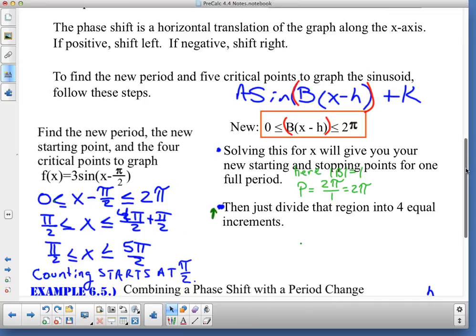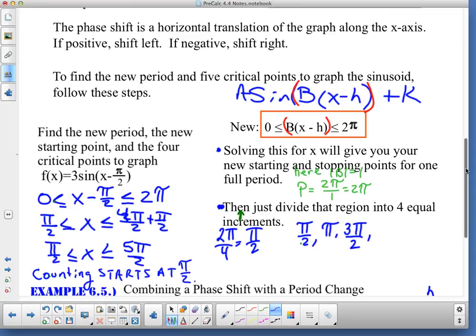Now, I'm going to divide this period into 4 equal regions. Well, hey, 2 pi divided by 4 is pi over 2. So I'm going to start counting at pi over 2, and then every pi over 2, I'm going to move up. So I have my start at pi over 2, then I'm going to go to pi, which is 2 pi over 2, and then 3 pi over 2, then I got 4 pi over 2, which is just 2 pi, and then I got 5 pi over 2.